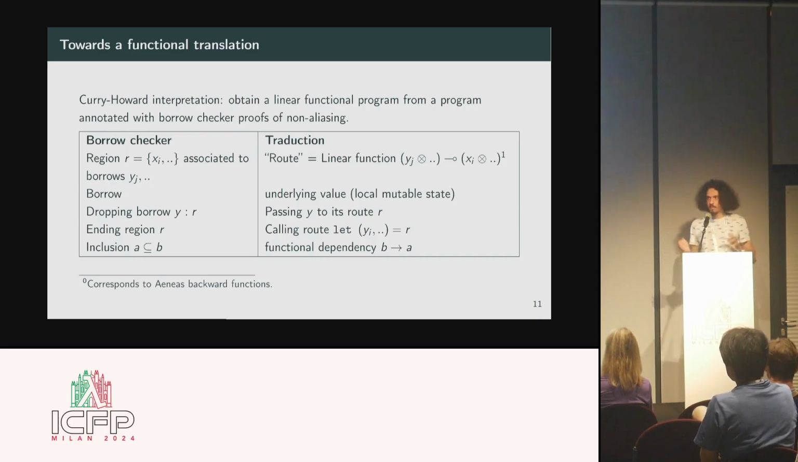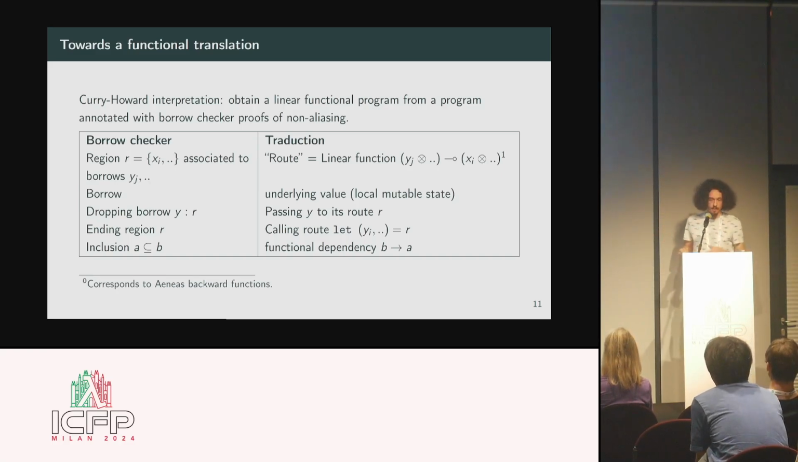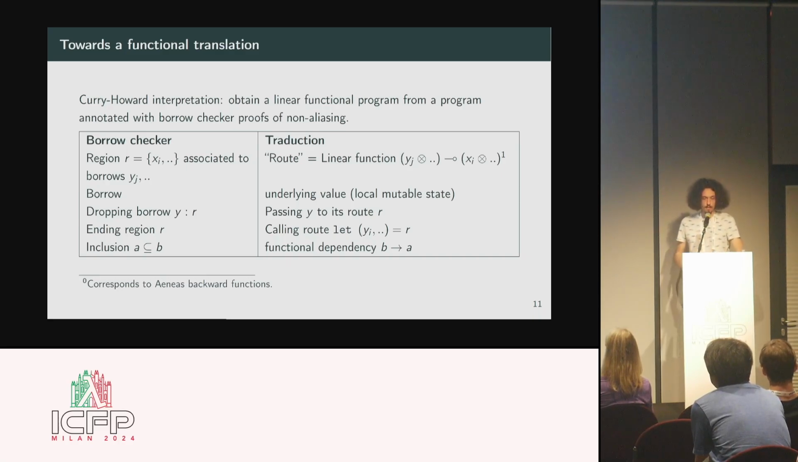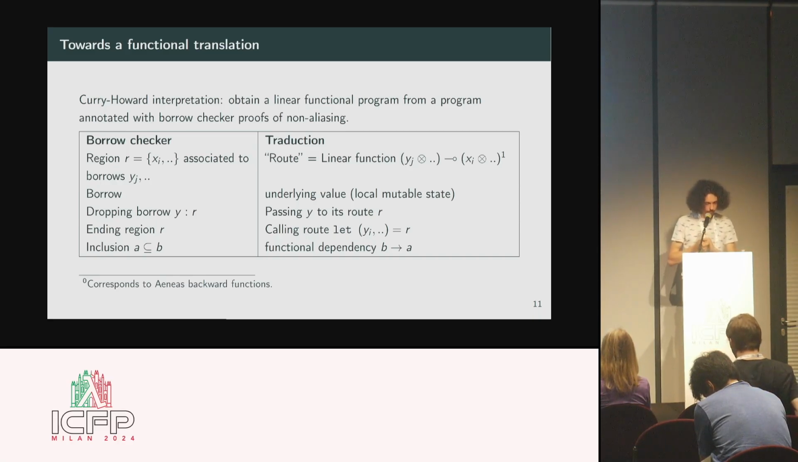Each region made of borrowed values, possibly borrowed values, and associated to borrow Y, will be translated to what I will call a root, which is a linear function that consumes the borrowed values and will give us back the values that are possibly borrowed by those arguments. And so if you know Aeneas, this corresponds to backward functions in their paper.